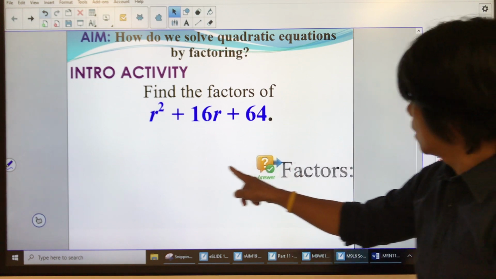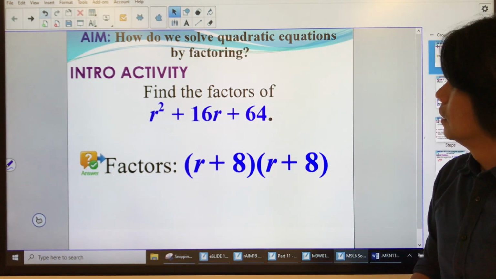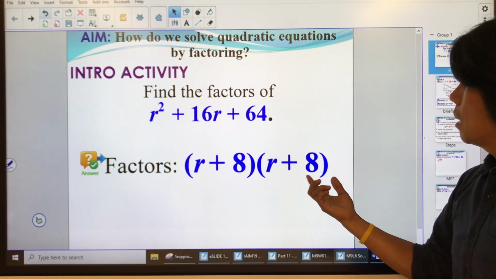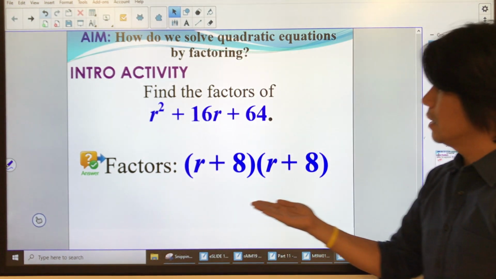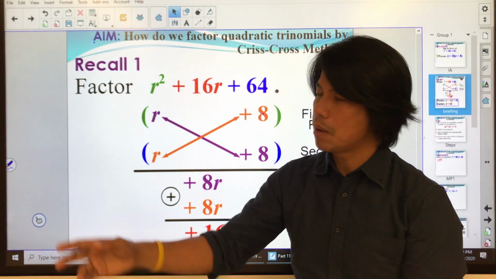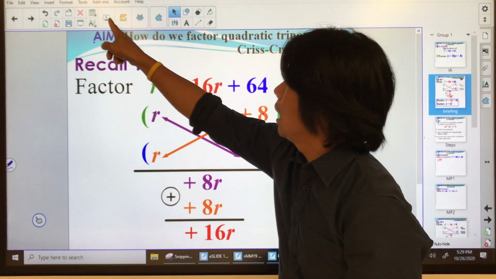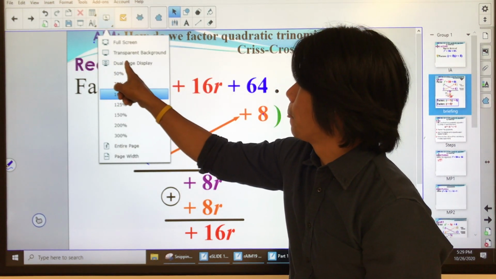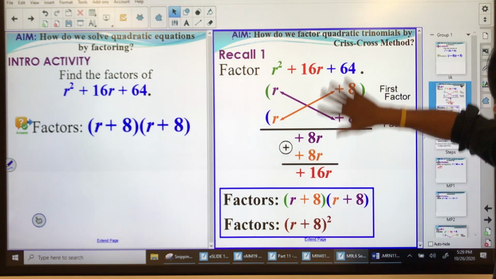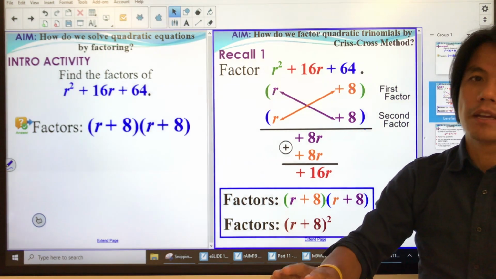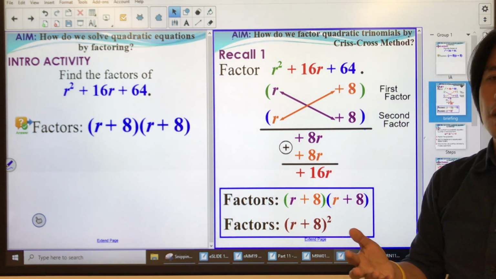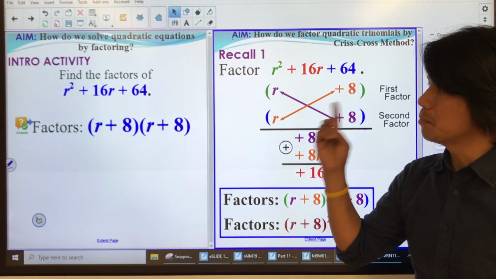So the factors are binomial r plus 8 times binomial r plus 8. So how did I get these answers? What I want you to do is to check the link inside the description box, where I'm going to share how to factor a quadratic trinomial by the crisscross method. This is the work that you will see in that video. So we are not going to spend our time showing how to factor a quadratic trinomial by the crisscross method.